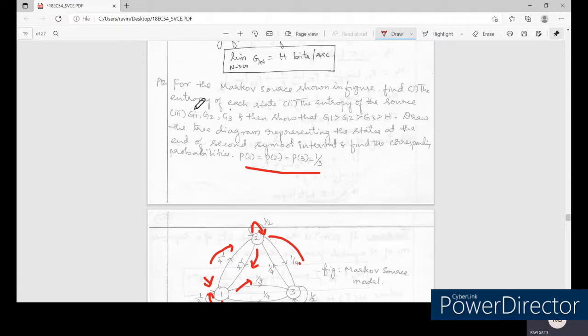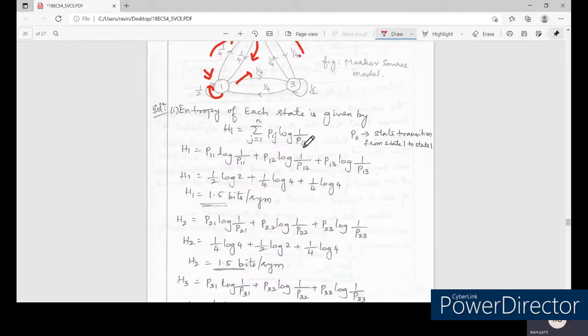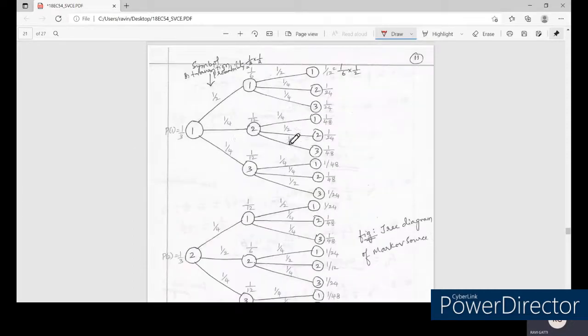So you need to find out the messages emitted if it is having only one symbol. You need to find out the messages which are having two symbols. You need to find out the messages which are having three symbols, and you need to show that the entropy of G1 should be greater than G2. This G2 should be greater than G3, and ultimately it has to be greater than the entropy of the source. So in order to do that, first we need to write down the tree diagram for all the states.